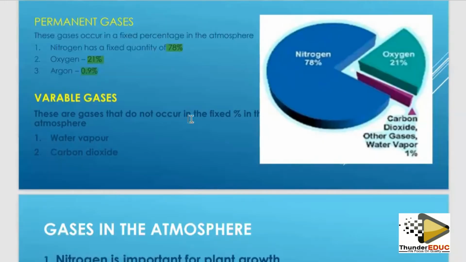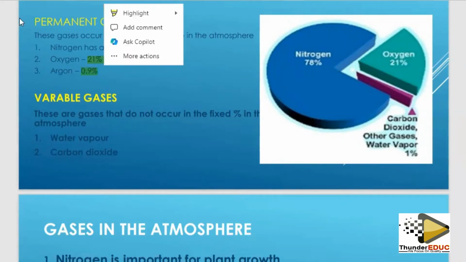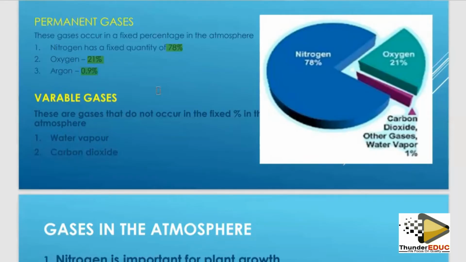We can proceed to look at what we call the variable gases in the atmosphere. Our variable gases, you can see here, come in the form of water vapor and carbon dioxide. Those are the two major examples of our variable gases. We mentioned water vapor being a constituent of the atmosphere, and that it comes from the evaporation process from different water bodies predominantly, and also from evapotranspiration from the different forms of vegetation. It means the content of water vapor in the atmosphere does not stay the same. The percentage composition does not stay the same.